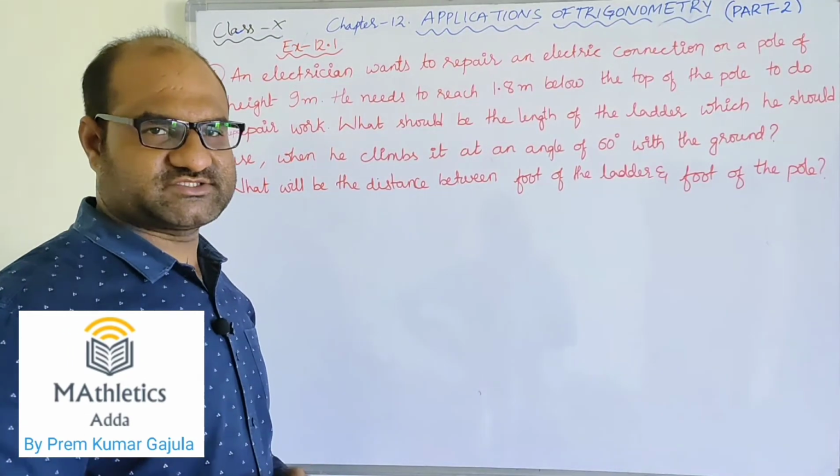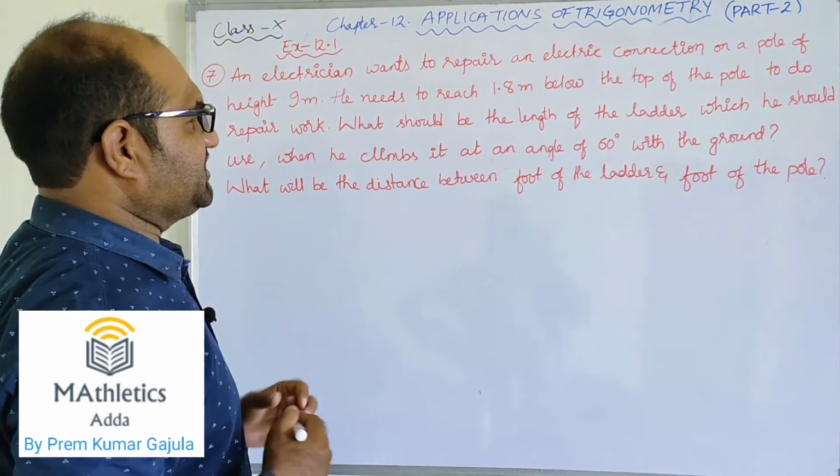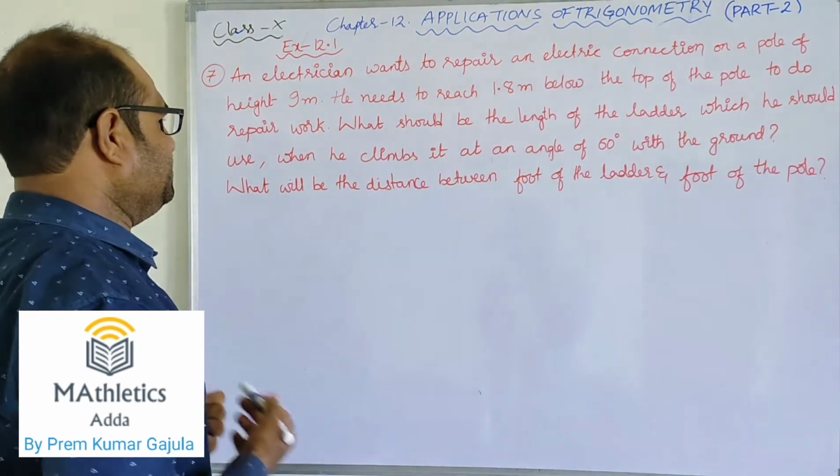Now let us look at the next question. An electrician wants to repair an electric connection on a pole of height 9 meter.